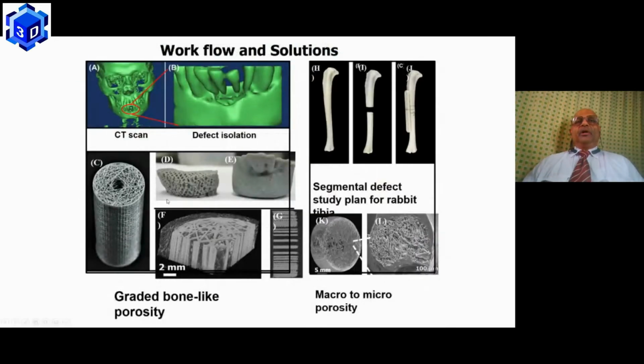So the typical workflow in such applications begins with a CT scan, the defect isolation, then building the construct, and then 3D printing it, filling it with more osteoconductive or osteoinductive material, and that's what we are doing in this animal trial, which we are about to begin, in which the long bone will have a defect which is going to be filled in.